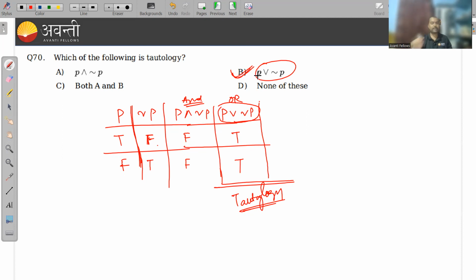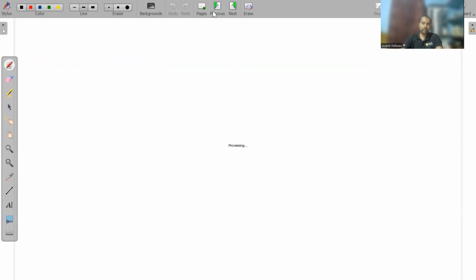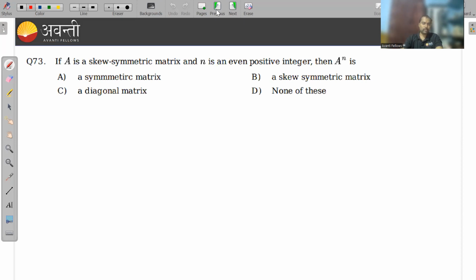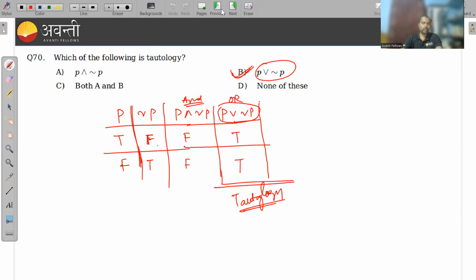I hope this is clear to everyone, guys. Clear? Okay. Let's move to the next question. In question number 75, sorry, what is the question? Next question we have discussed. Chalo, ठीक है. ये हो गई.